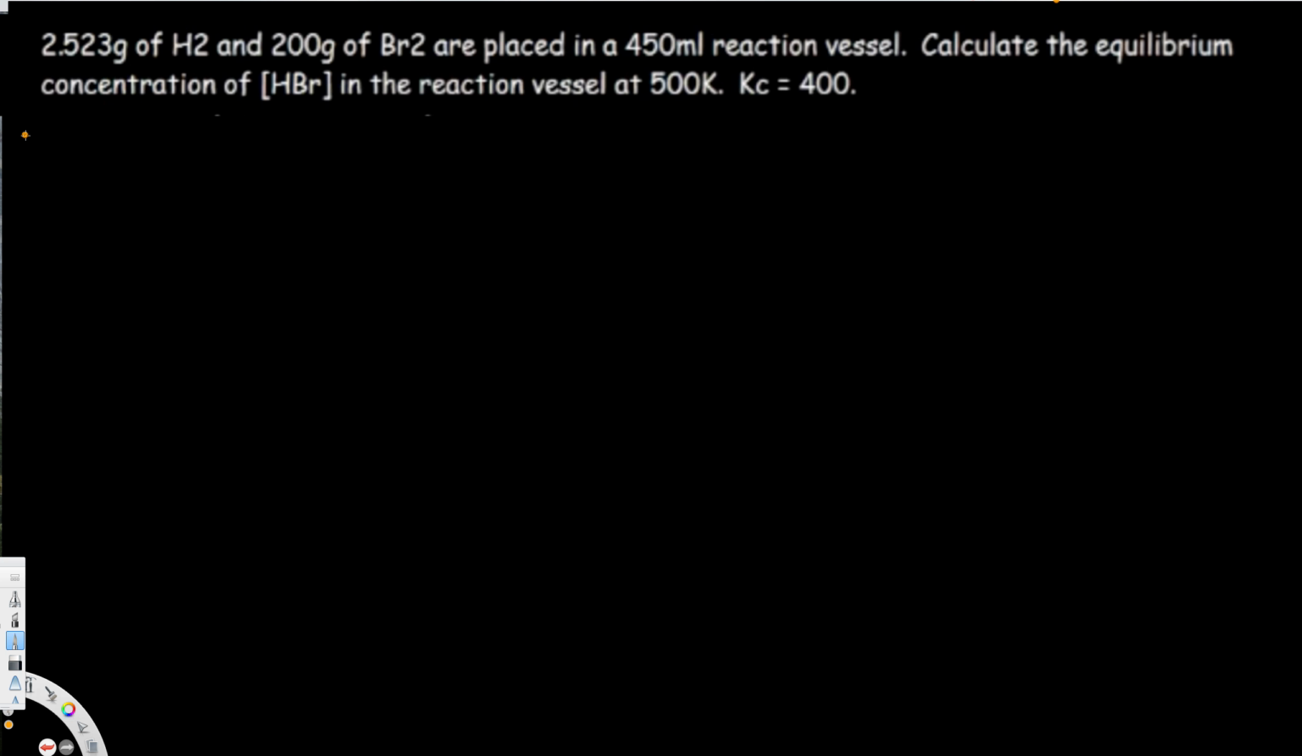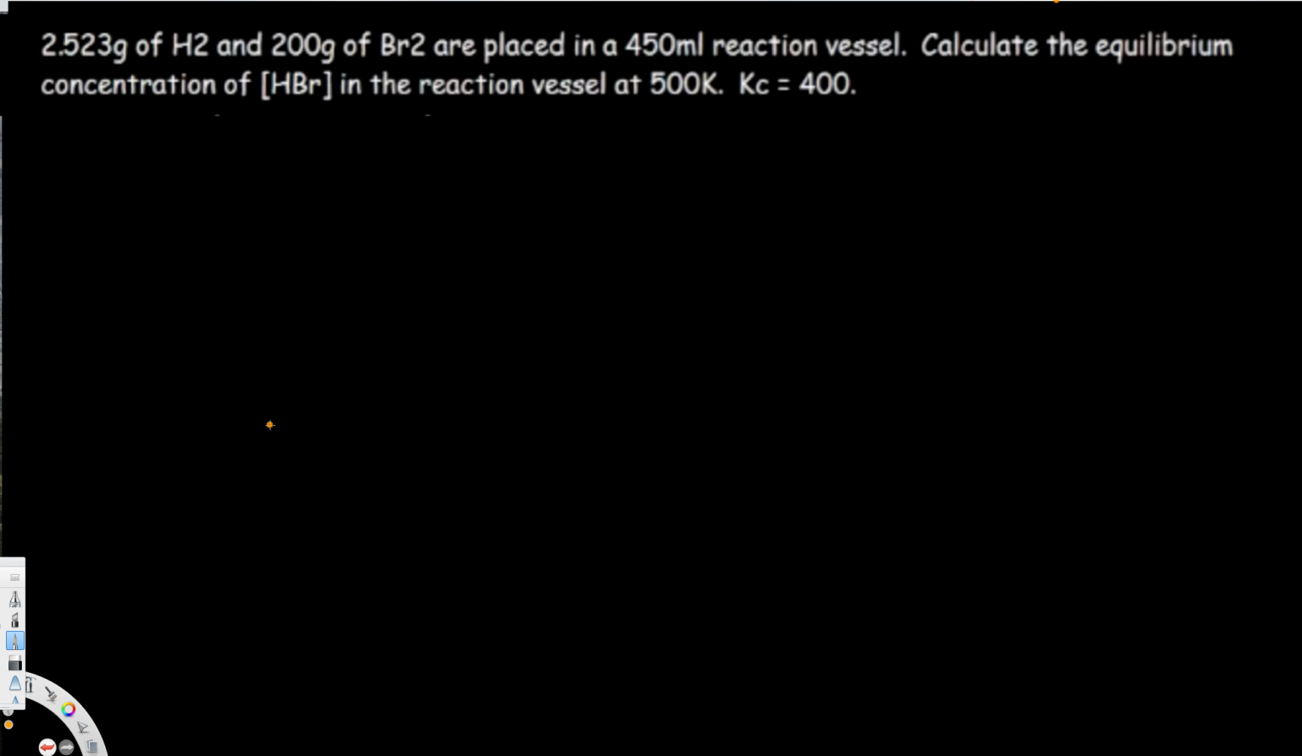Let's do this problem right here. This question is asking: 2.523 grams of H2 and 200 grams of Br2 are placed in a 450 milliliter reaction vessel. Calculate the equilibrium concentration of HBr in the reaction vessel at 500 Kelvin. They have also provided the Kc value. Now let's see how we can do this.